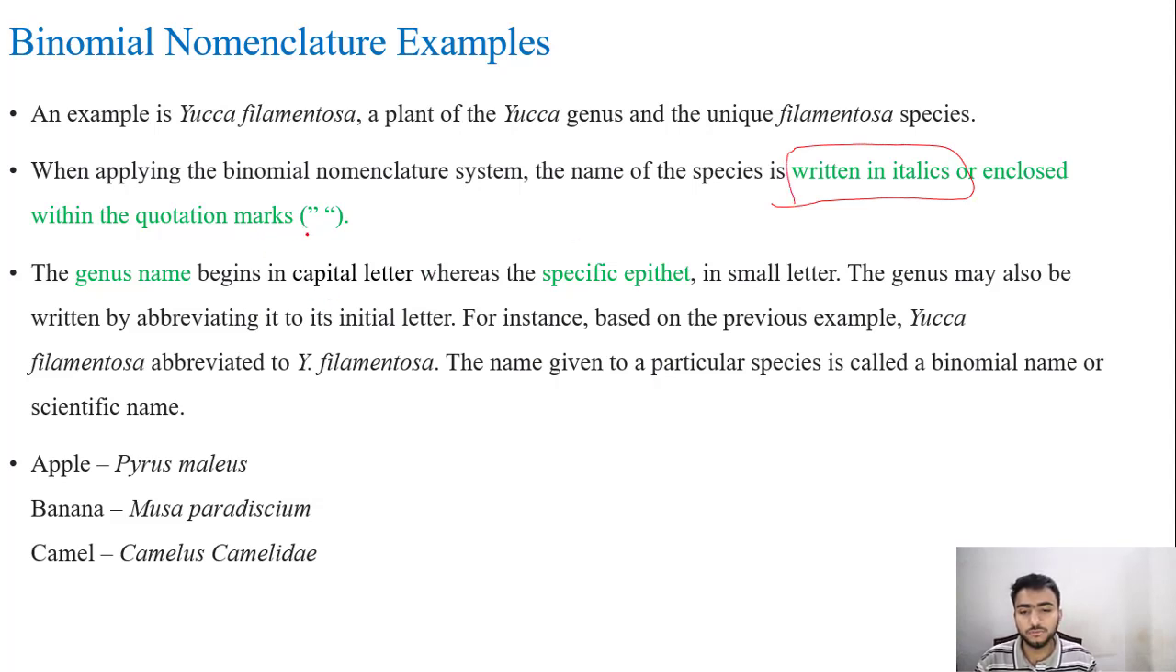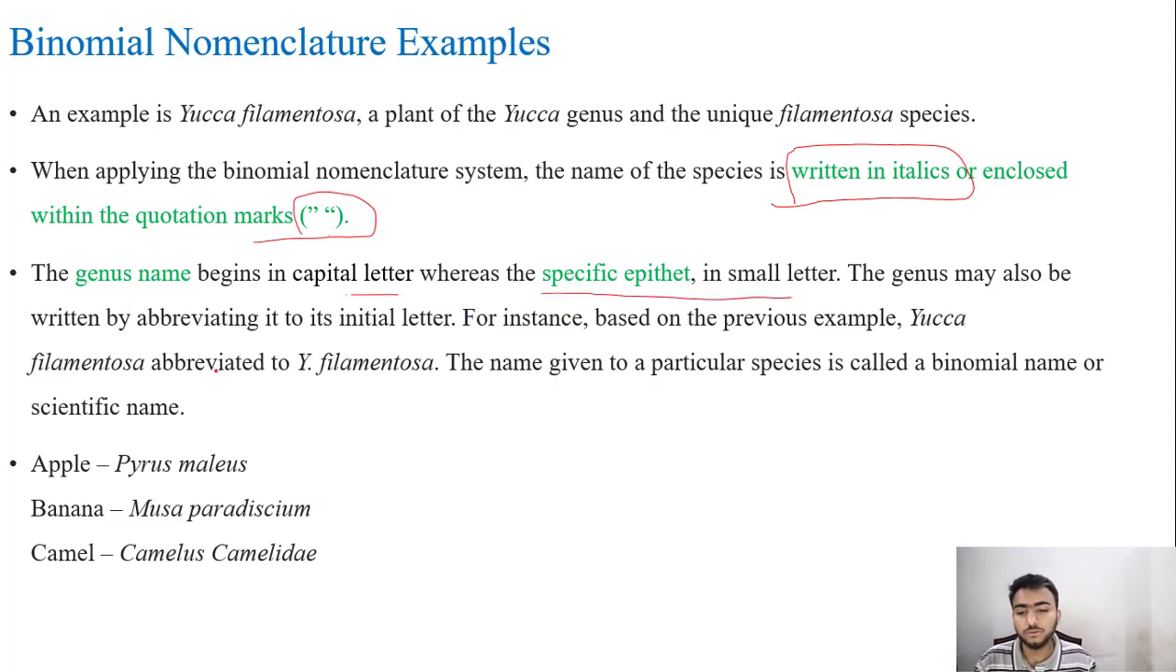So it is easier for students to enclose in quotation marks, because then it might cause discrepancy when you write this in your manuscript or in your exam papers. So this is to be followed, guys. This is strictly to be followed, because little things do make great sense in science. The genus name begins in capital letter, whereas a specific epithet in small letter.